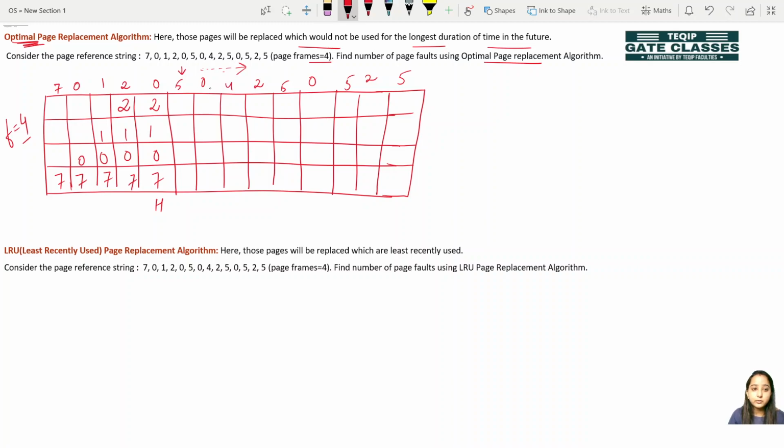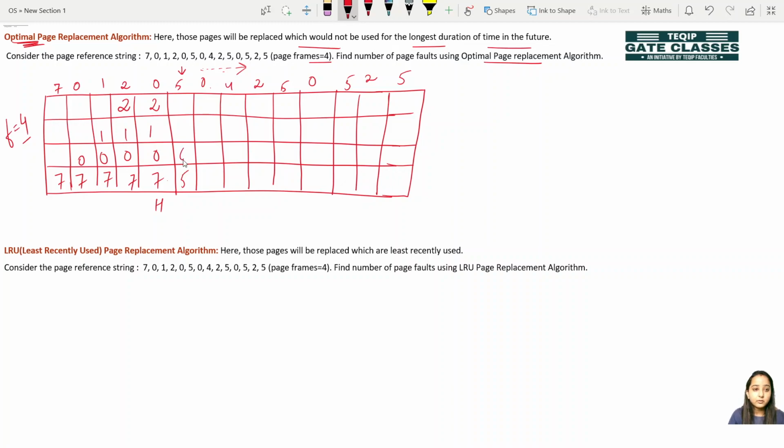Which page is not used? 0 is used here, then 2 is used here, then you can replace with the 7. You can replace with the 7 because 0 is used here, 2 is used here. You can either take 1 or you can replace by 7, because both 7 and 1 are not coming in the nearby future. So you can replace here with 5 or replace by 1.